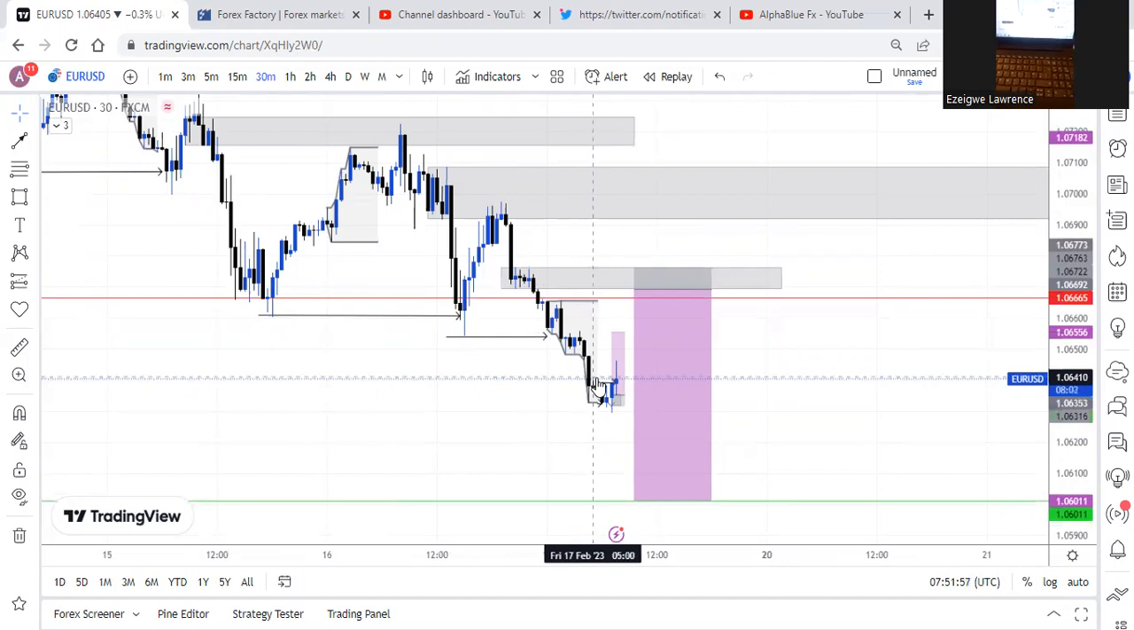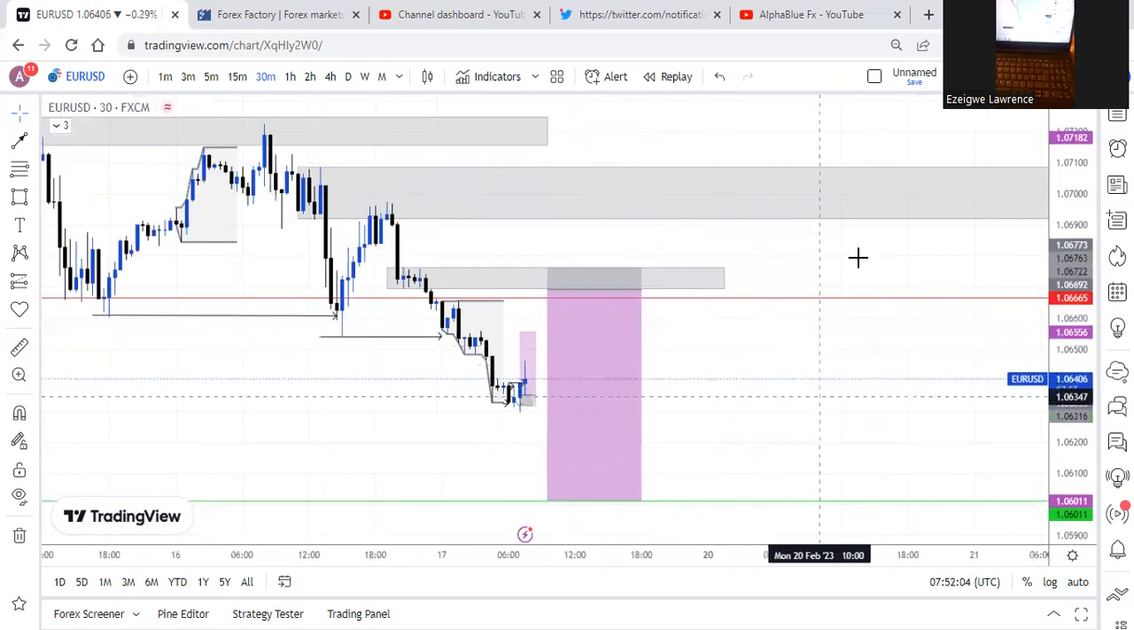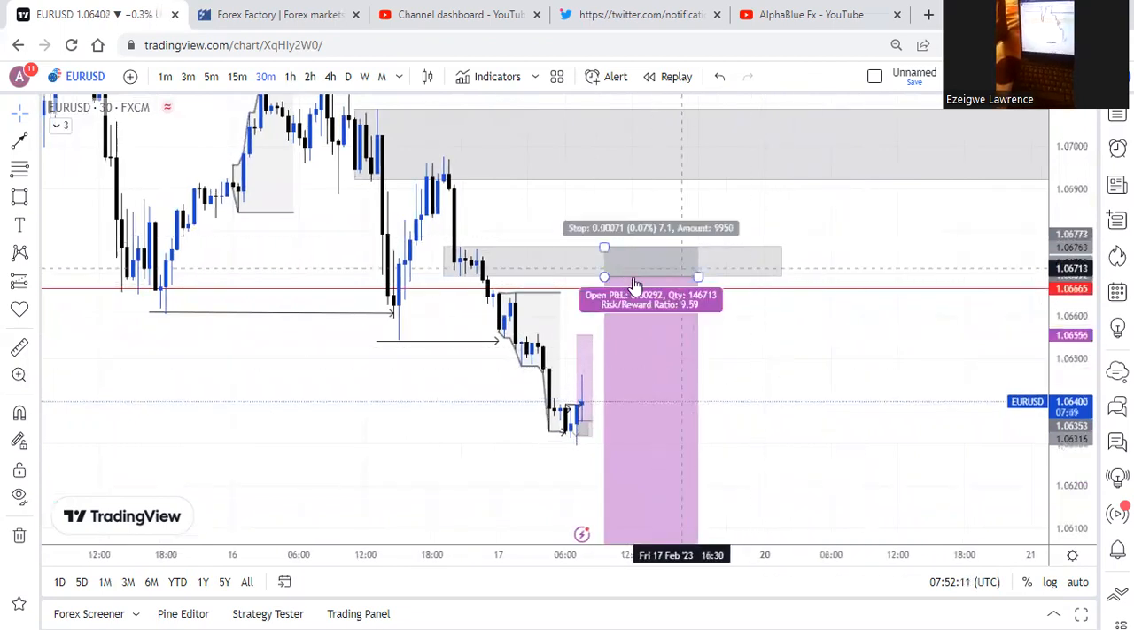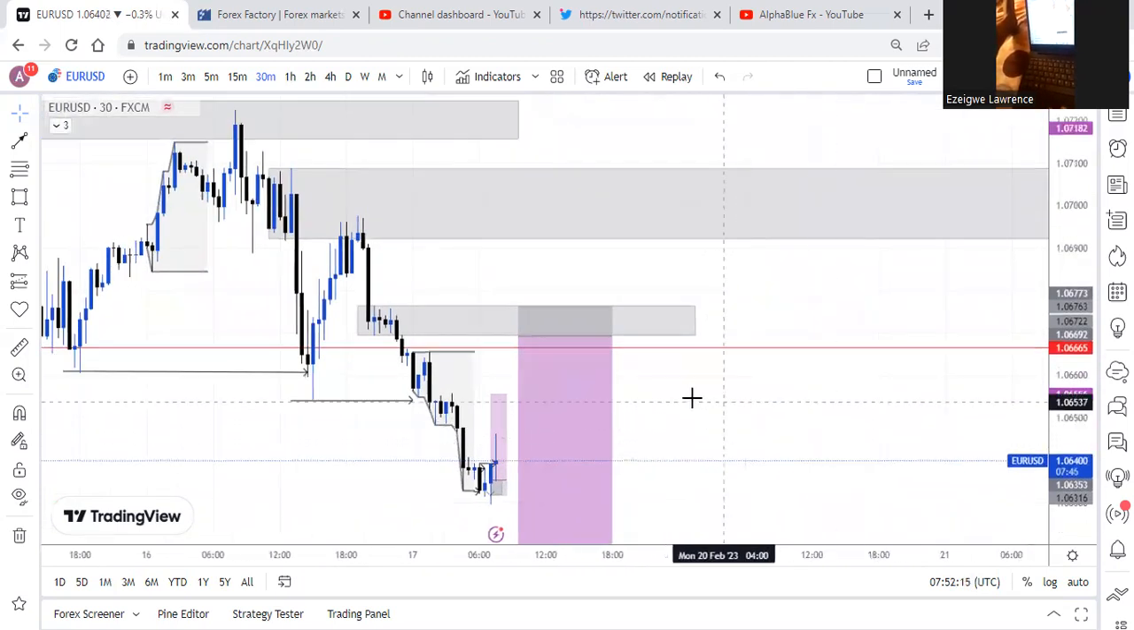You see the tight range is almost within the Asian range, just slightly above the Asian range. Yeah, I can see it. So that's why I'm targeting to enter from here.